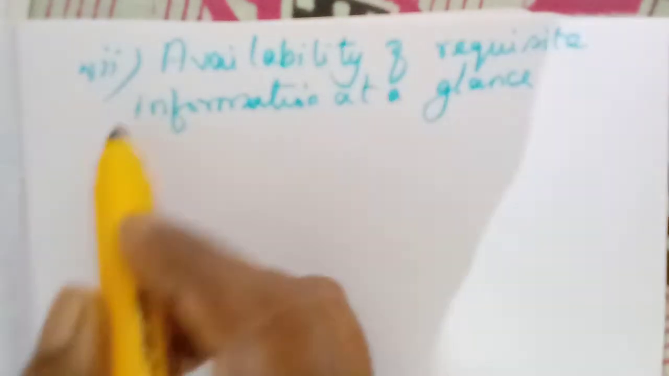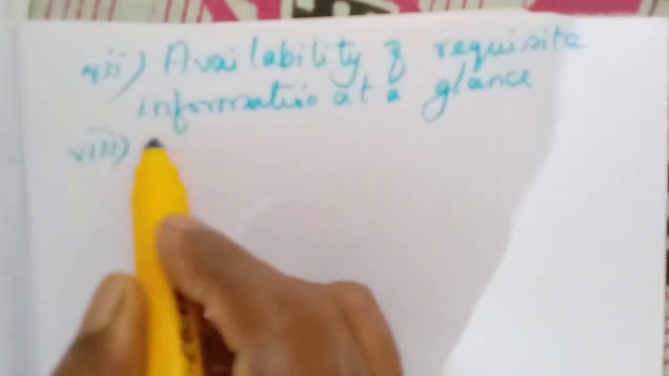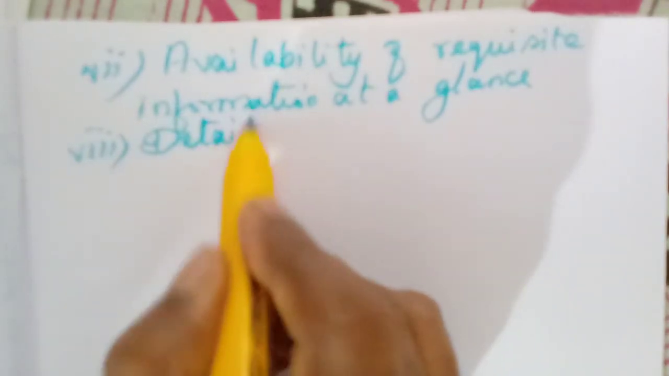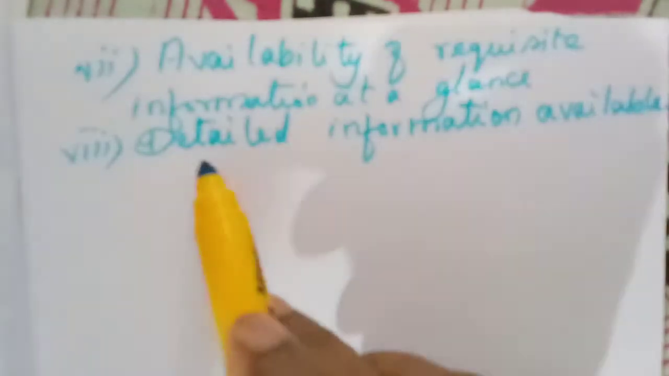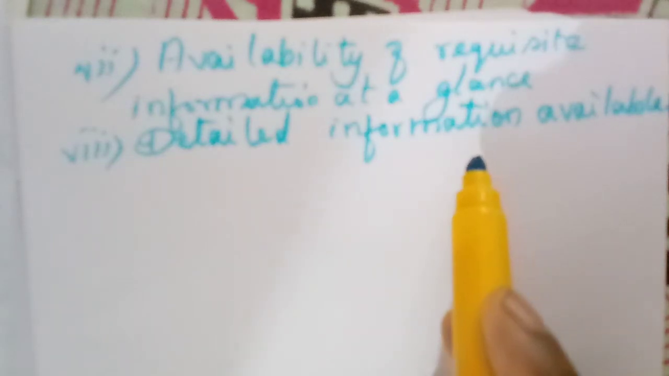And detailed information available. Next point. Detailed information available. Because if we open the sales book, we can find out how much quantity we have sold, to whom, who is our customer, the total amount, and the description of the books also. So all the information can be available from the subsidiary book.